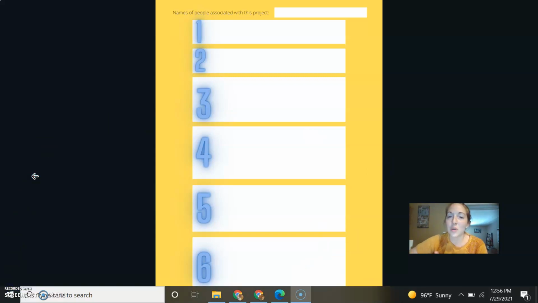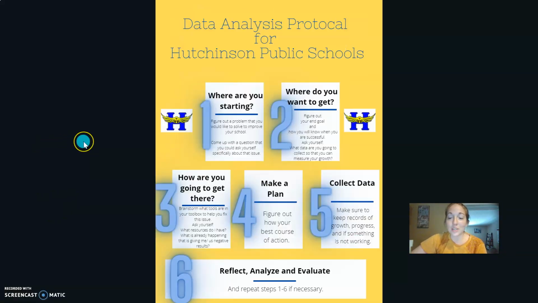I also wanted this graphic organizer to be something that anybody could fill out. So I took into account things like collecting data. Data would look different for a 1st grade teacher versus a 7th grade teacher, science versus ELA. And so they would be able to fill out that area as it best suits them. So again, I made this protocol and the graphic organizer pretty general so that anybody and everybody could use it within my district.